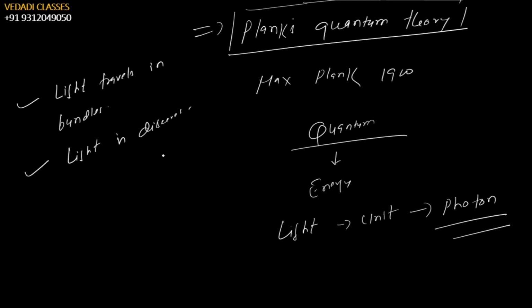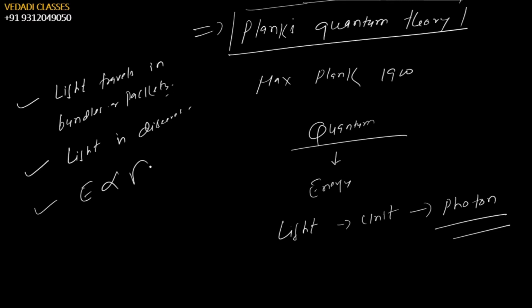Discrete means what? Discrete means splitted, we can say, as light moves all around. So light travels in bundles or packets, and light is discrete, means it is splitted. He also told that the energy of the light is directly proportional to its frequency. So whatever the energy, it depends upon the frequency.